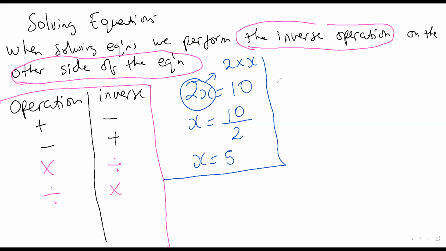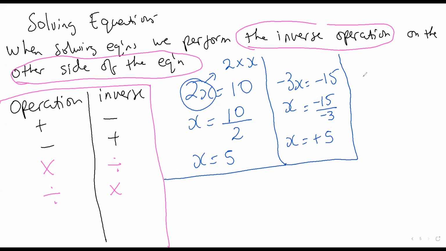Next example, minus 3x equal to minus 15. Minus 3x is minus 3 multiplied by x. So the inverse of multiplying by minus 3 is divided by minus 3. So we say x is equal to minus 15 divided by minus 3. Negative divided by negative is positive. 15 divided by 3 is 5. So we get 5 again here for the answer, right? Nice. We're going again now. Watch.